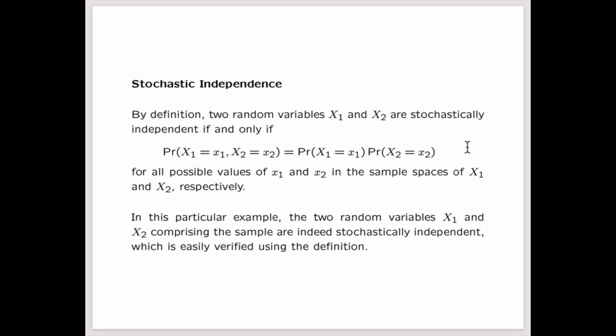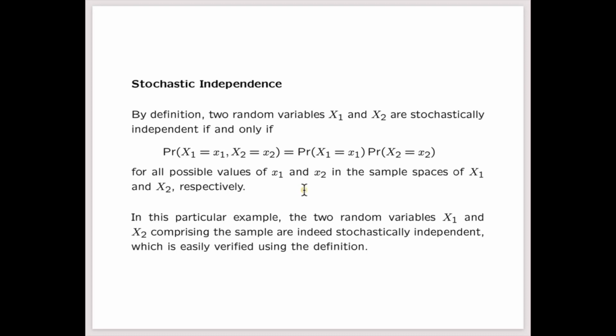So again, in order for X1 and X2 to be stochastically independent, this relationship between these joint probabilities and the product of these individual probabilities has to hold for all possible values of X1 and X2 in the sample spaces of the random variables X1 and X2.